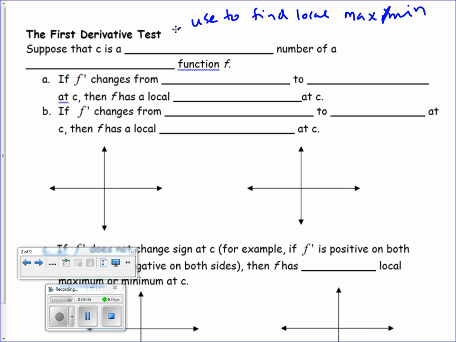All right, so it says suppose that C is a blank number of a blank function f. So C is going to be a critical number. So what's happening at C? The derivative is 0 or does not exist. Good. So C is one of our critical numbers. And what type of functions are we dealing with? Only continuous, right? We're only talking about continuous functions.